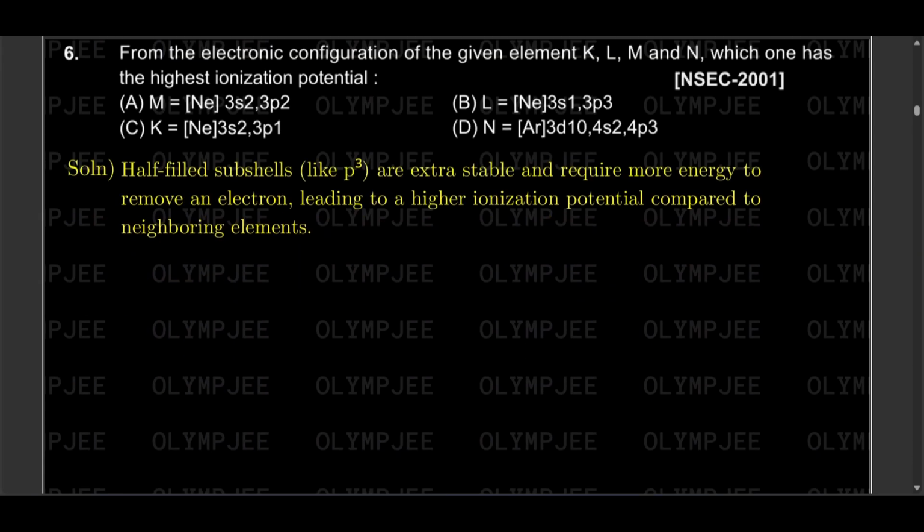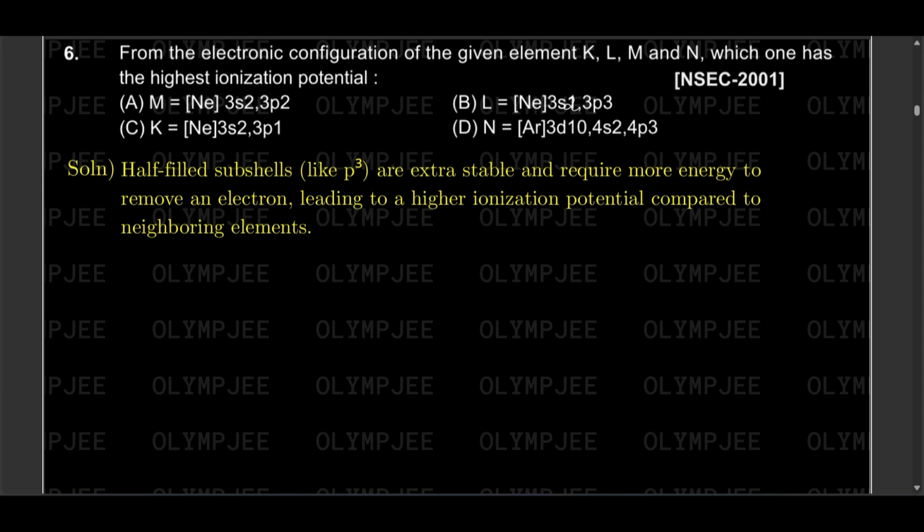So question number 6 is asking, from the electronic configuration given of the given elements K, L, M and N, which one has the highest ionization potential? Okay, so there is a misprint here. This should be equal to 2. So yes, 2. So now we solve the question.